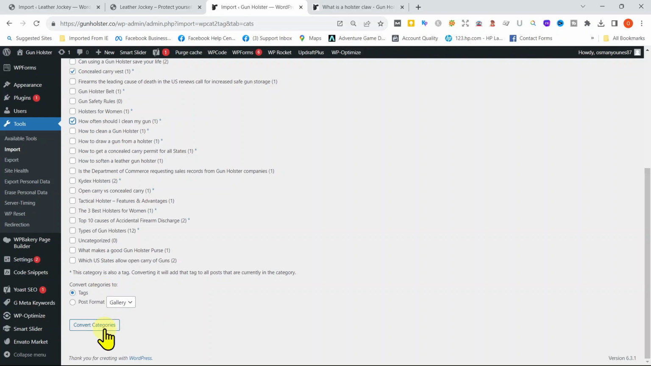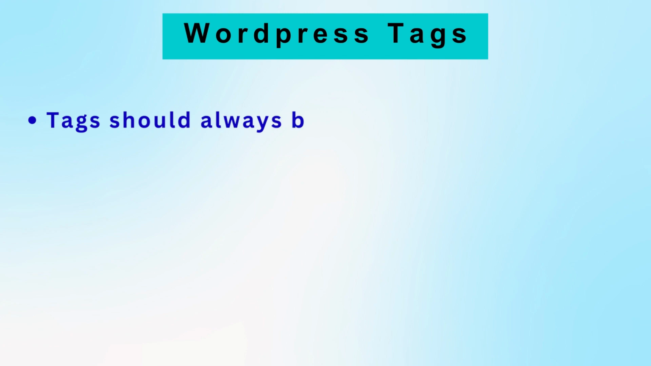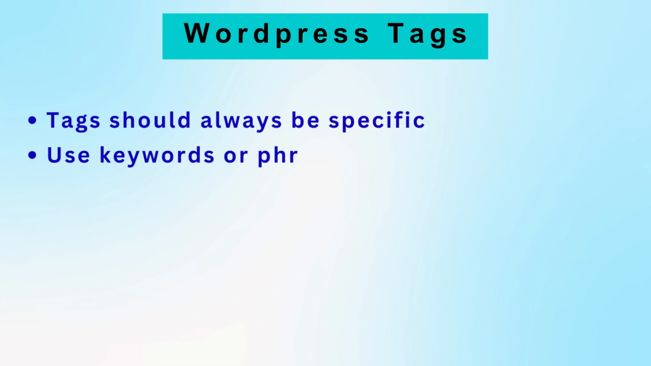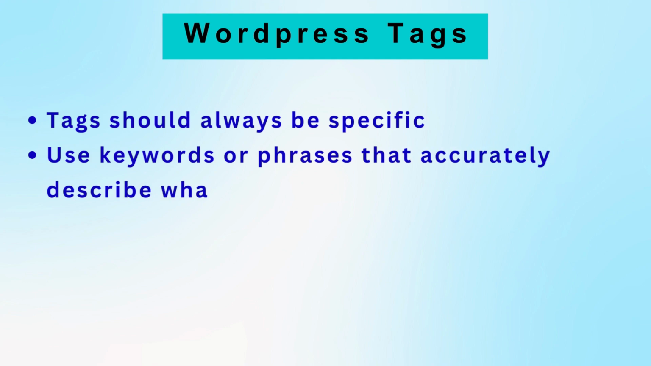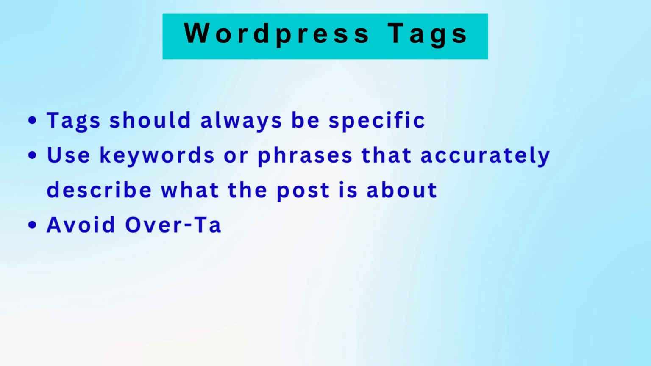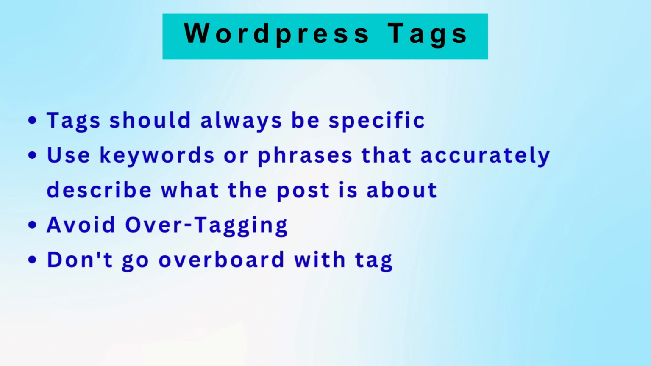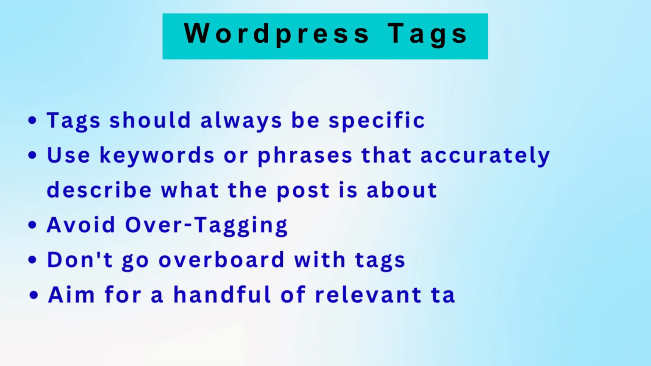In the end, here are some important points to remember when using tags. Tags should always be specific. Tags should be specific and relevant to the content of the post. Use keywords or phrases that accurately describe what the post is about. Avoid overtagging. Don't go overboard with tags. Using too many tags can make your content look cluttered and confuse readers. Aim for a handful of relevant tags per post.